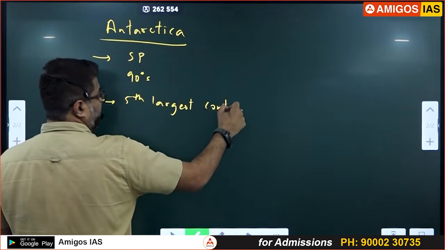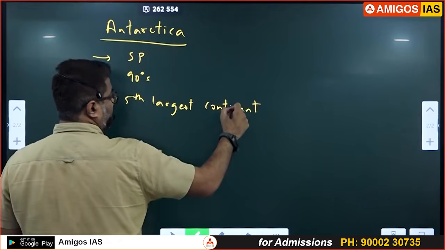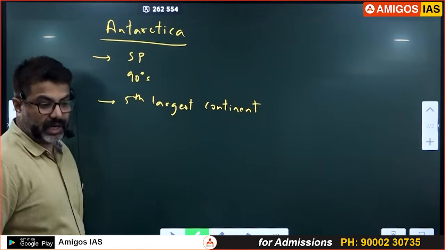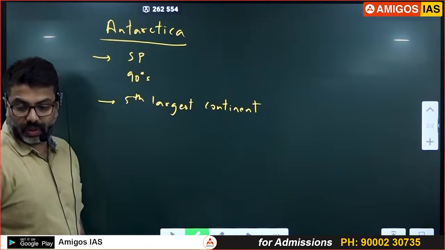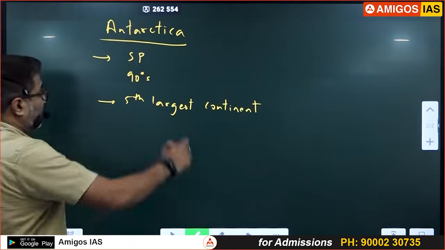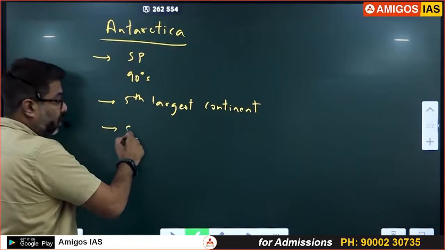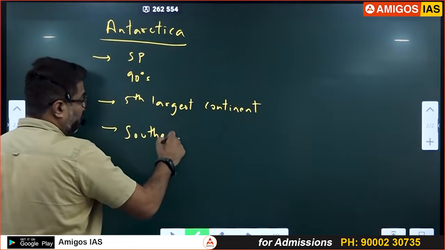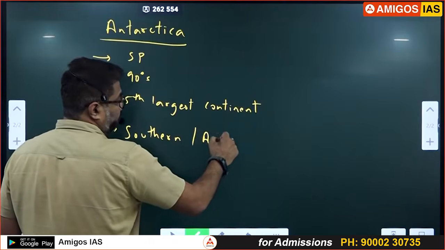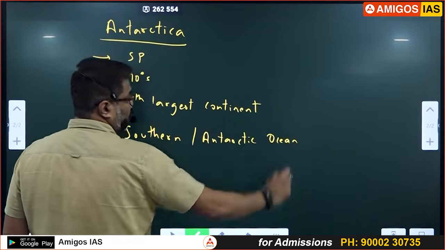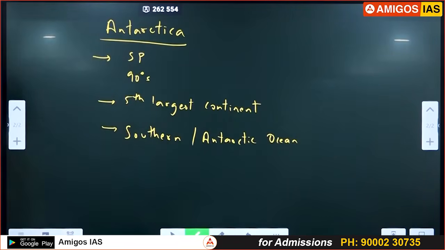Fifth largest continent. So please notice that fifth largest continent is Antarctica. Okay. Antarctica is surrounded by ocean called Southern Ocean. Please notice it is surrounded by ocean called Southern or Antarctic Ocean. Southern Ocean.